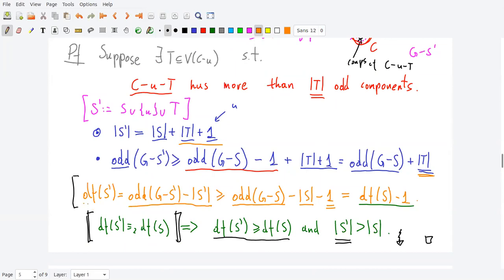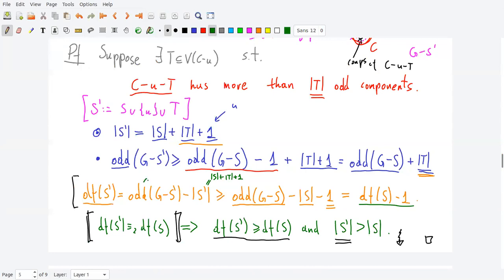The deficit of S prime is the difference of two terms: the number of odd components of G minus S prime, and the size of S prime. So what is the size of S prime? The size of S prime is the size of S plus T plus one. So compared to S, this number grew by T plus one.